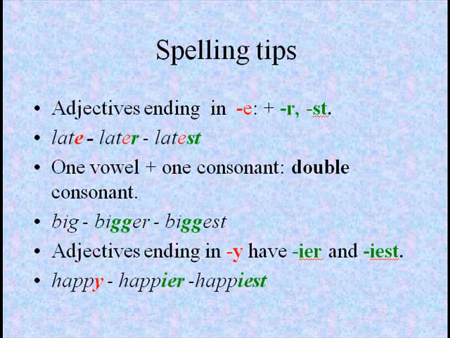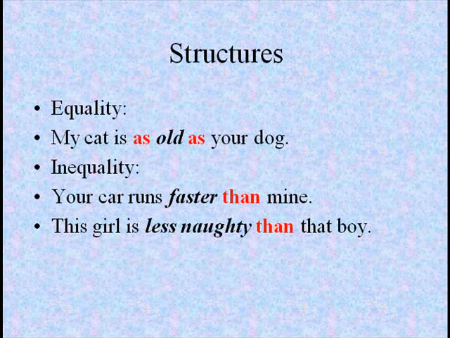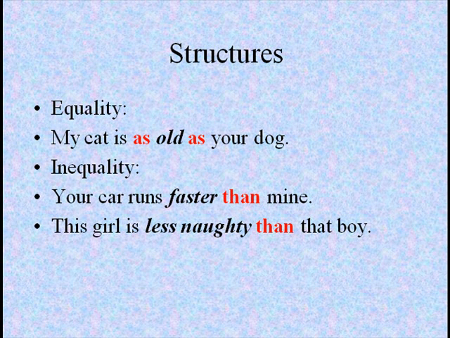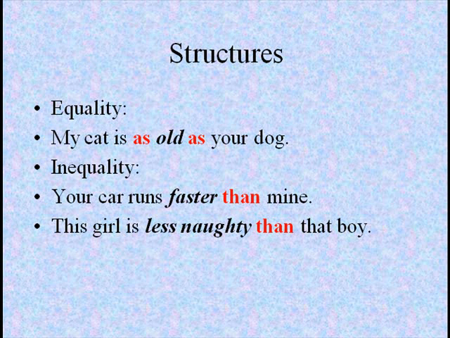Now, let's talk about the structures in comparatives. Equality. My cat is as old as your dog. Here we are using as, and in between we are adding the adjective. Inequality. Your car runs faster than mine. This girl is less naughty than that boy.